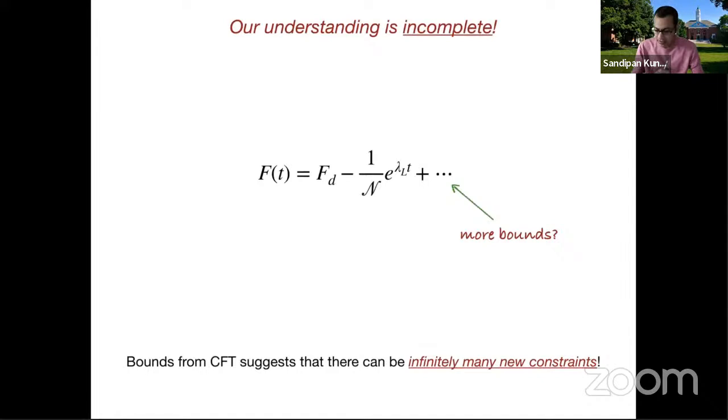However, there are many reasons to believe that our understanding of quantum chaos is incomplete. To see that, let's look at the OTOC again. So obviously, this is the semi-classical piece, and the MSS bound is a statement about this semi-classical piece. But there are these dots. These are the subleading terms in this expression.